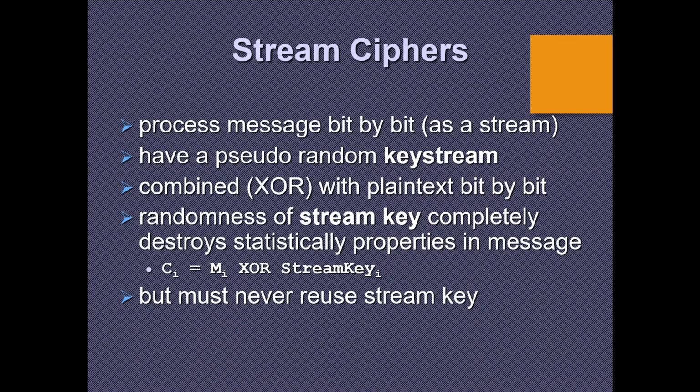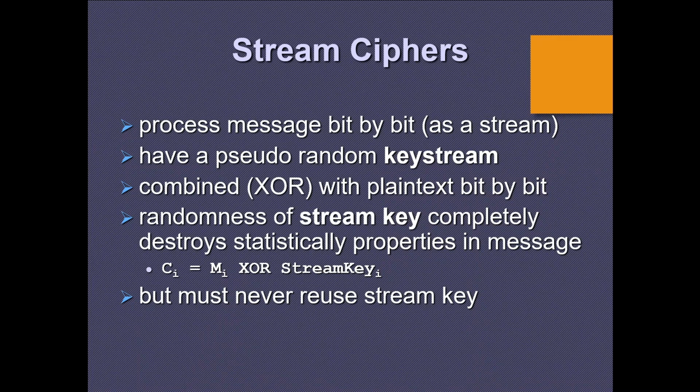OR operation. A stream cipher is similar to a one-time pad. As you know, a one-time pad uses a genuine random number stream, whereas a stream cipher uses a pseudo-random number stream. So they are similar, but they are not the same.